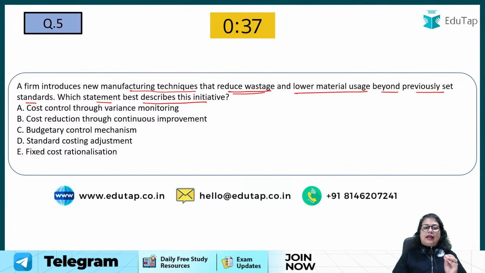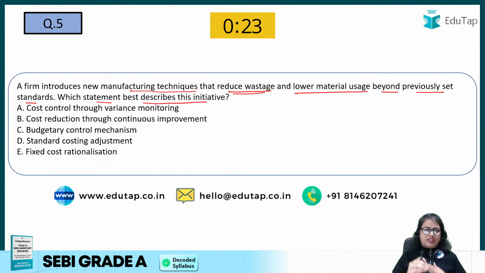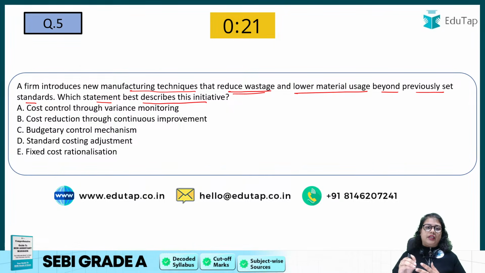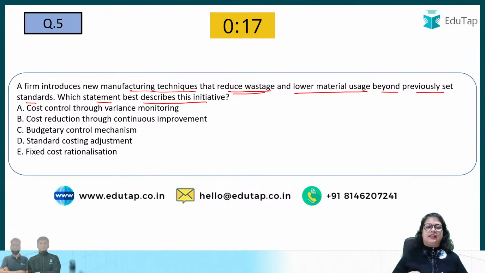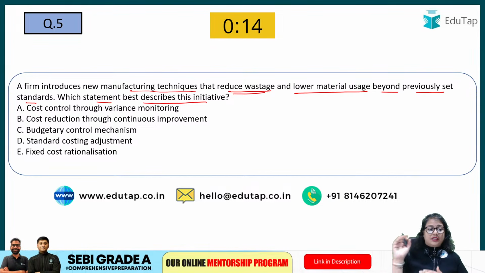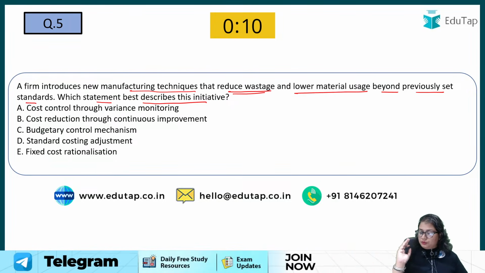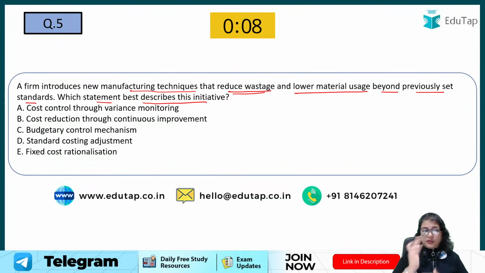It says that this company is introducing new manufacturing techniques, new machinery, new model or anything like that, which will reduce the waste, it will reduce the material usage also, wastage भी कम हो जाएगी, and you will be using raw material less. So beyond previously set standards means जो पिछला आपने सेट किया था स्टैंडर्ड उससे भी you will go down. That means you will be going down from the set standards also. So which statement is this?